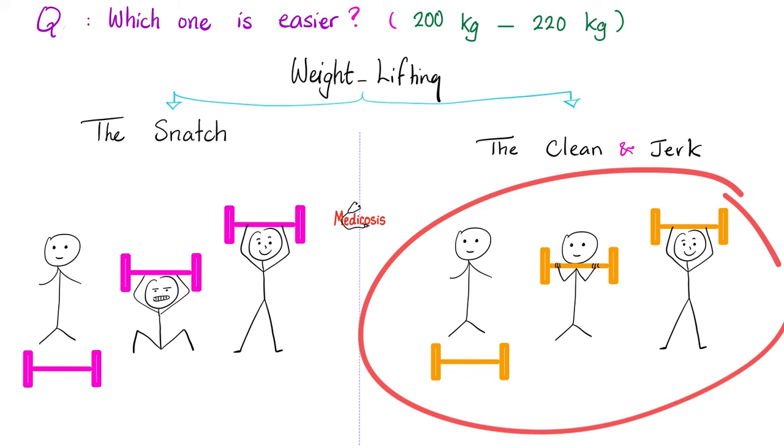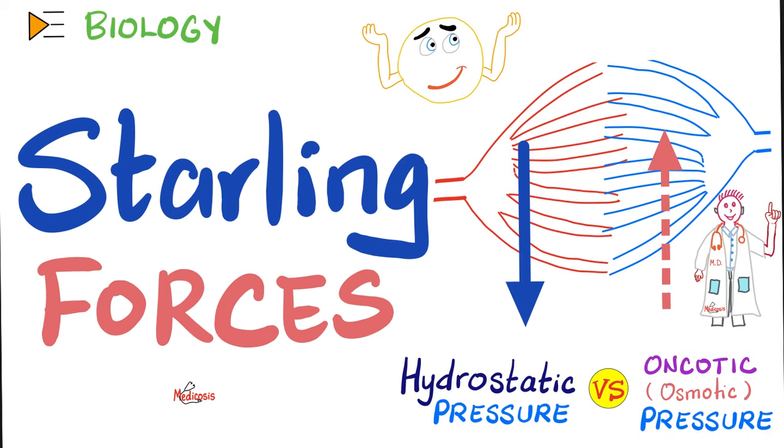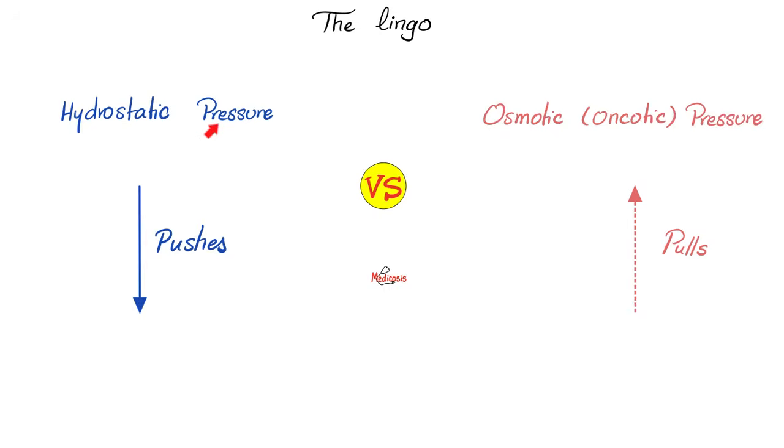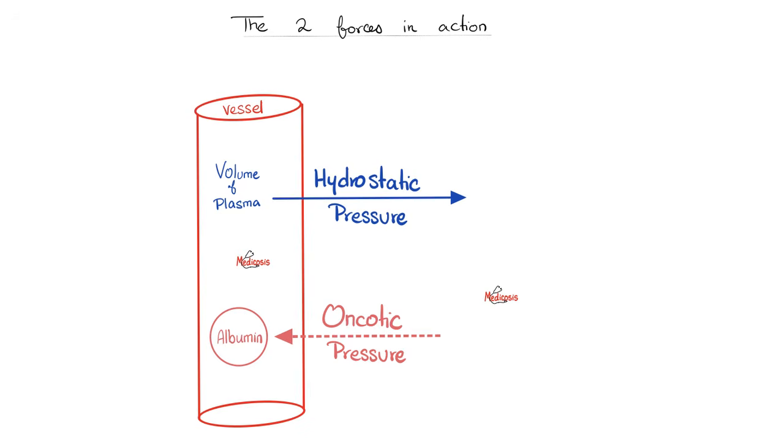It's all about Starling Law, which is not to be confused with Starling forces, i.e. hydrostatic pressure versus oncotic pressure. Hydrostatic pushes, oncotic pulls. Hydrostatic pressure, which pushes, depends on the volume of the plasma. Oncotic pressure depends on the proteins in the plasma, namely albumin, because it's more numerous, because osmosis cares about the number of particles and not the size. Osmosis is a colligative property.